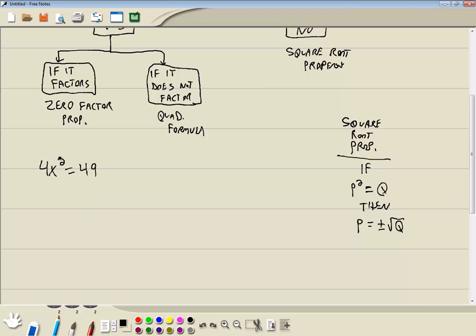Now ask yourself, is the entire left side squared here? Well, it isn't. Because remember, your exponent only affects what's to its immediate left, so it only affects the x. It doesn't affect the 4. So we're going to divide both sides by 4 to get the x squared part by itself. So we get x squared is equal to 49 over 4. The square root property says if you got something squared equal to something else, you drop your squared and you put a plus or minus square root around the other side.